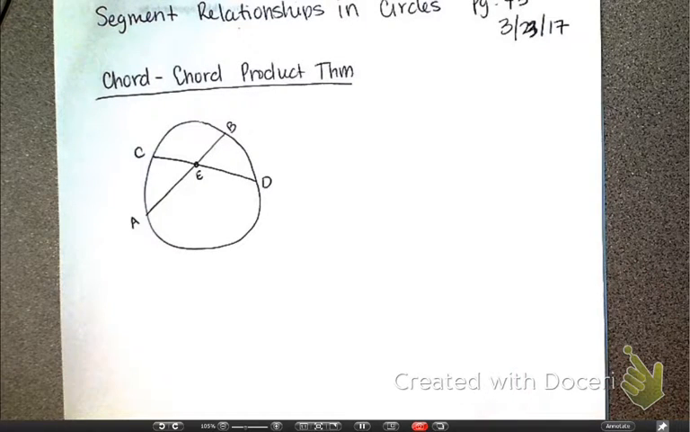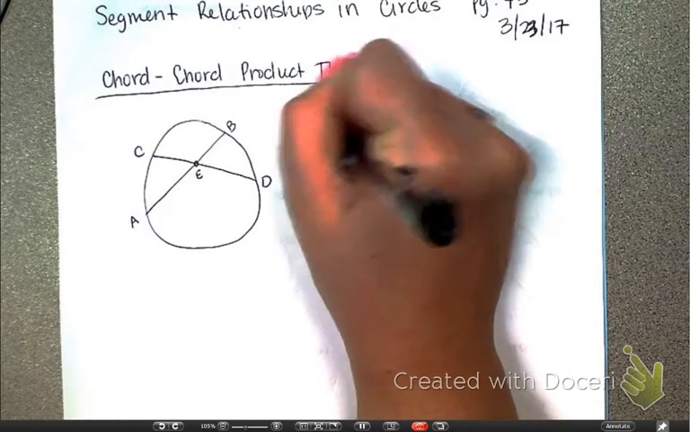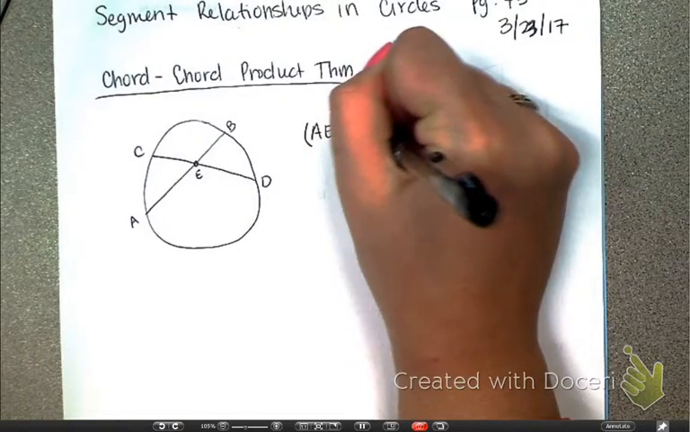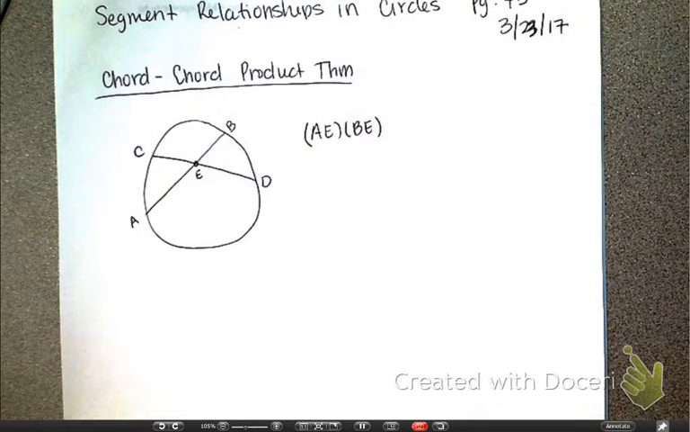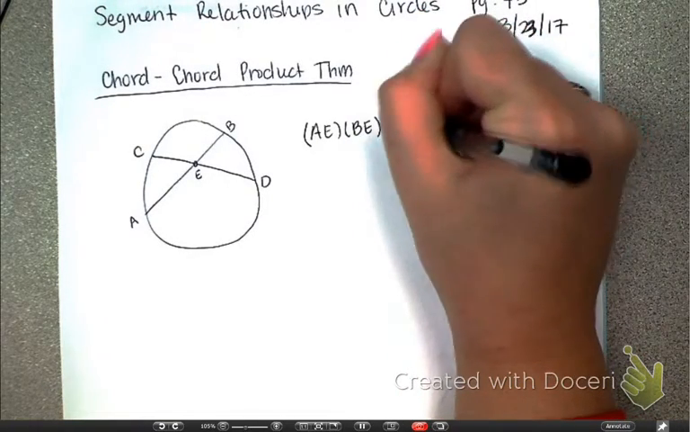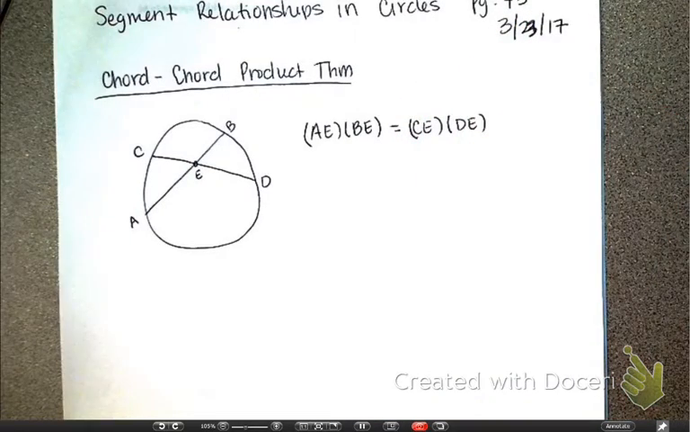So the chord product theorem says AE times BE equals CE times DE. So let's look at what each of those things are. So AE times BE equals CE times DE.